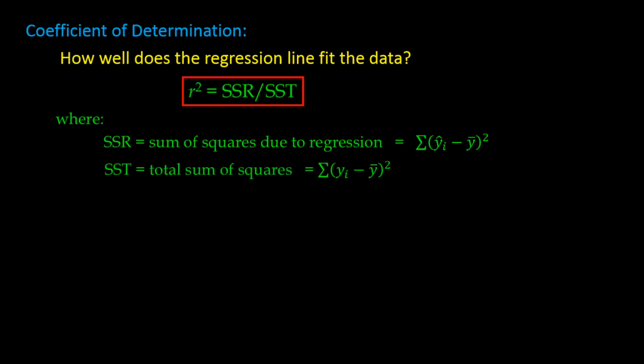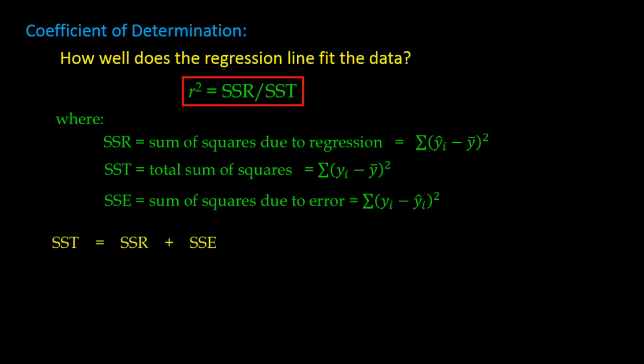The denominator is SST, and that is defined as the sum of the squares for the total deviation, and we find that value by taking the sum of the square differences of each yi, that's each actual observation, from y bar, the average. And finally, we have something called SSE, which is defined as the sum of the squares for the error, and that is calculated by taking the sum of the square differences of each yi from each y hat, each predicted value.